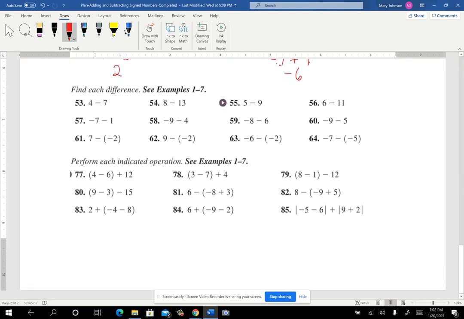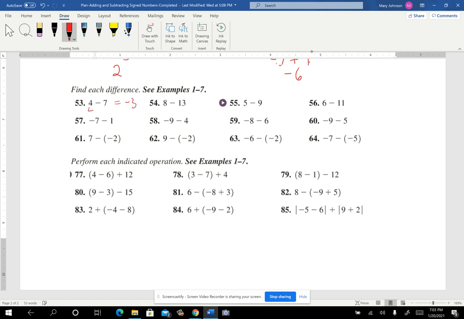All right, let's look at some of these. So we're just trying to find the difference. Let's see if we just go through the odd ones, we should be good. So like 4 and a negative 7. I have $4, but I'm in debt 7, which means I still owe 3.